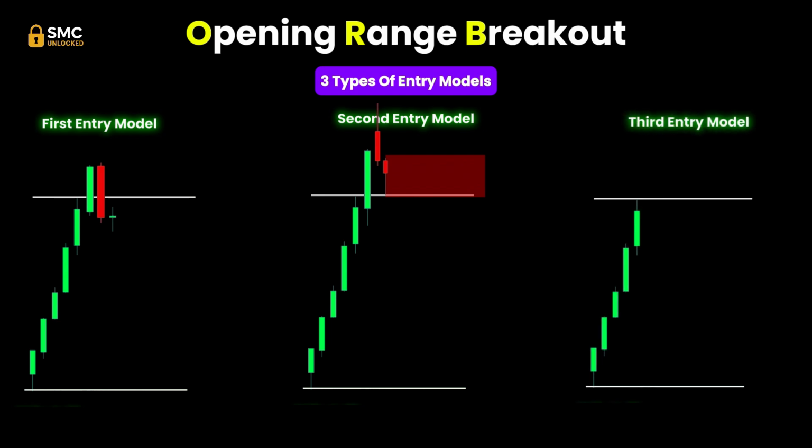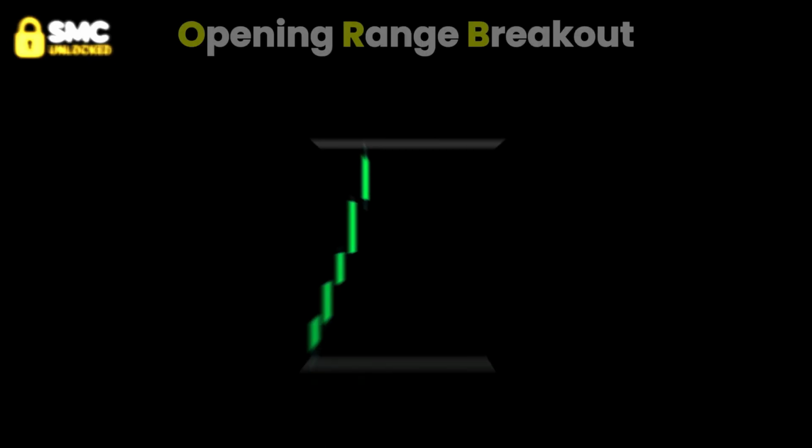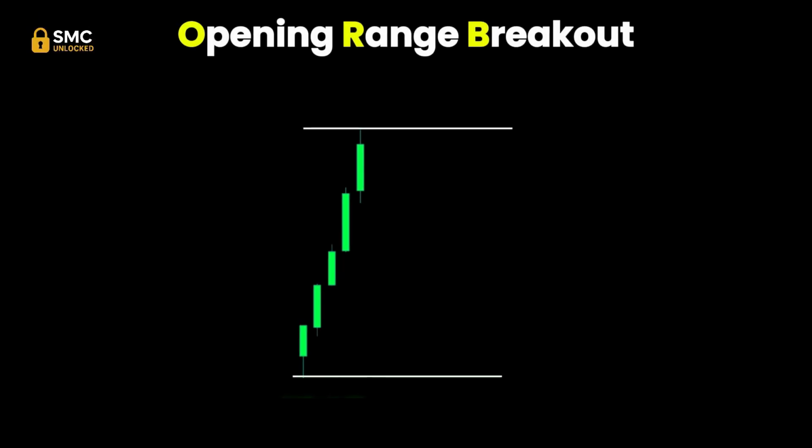Third entry model: here, after the price breaks our opening range, we need to wait to take an entry until it breaks the recent high. The issue here is that your stop loss becomes very large, which negatively affects your risk to reward ratio. That's why we always use the second entry model. As soon as price touches the opening range, we take our entry. And one more thing, here we're discussing a buy-side breakout, but if a sell-side breakout occurs, the rules remain the same.